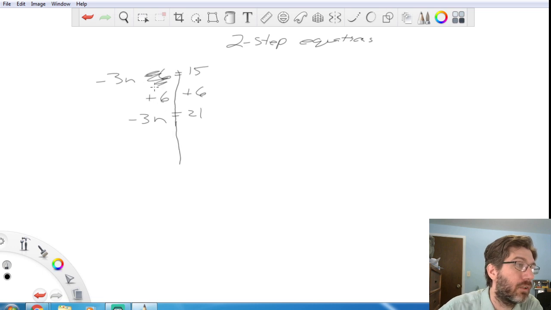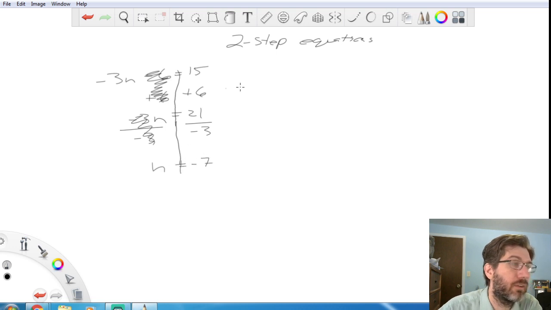Again, this is going to cancel. Now I still don't have n by itself, so I'm going to divide each side by negative 3. Divide this side by negative 3. These are going to cancel. It gives you n, and 21 divided by negative 3 gives you that negative 7. So in this case, n equals negative 7.